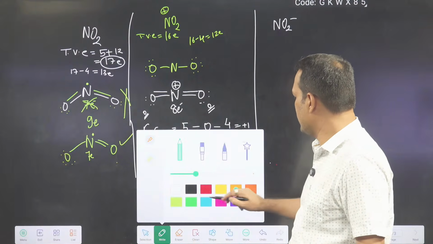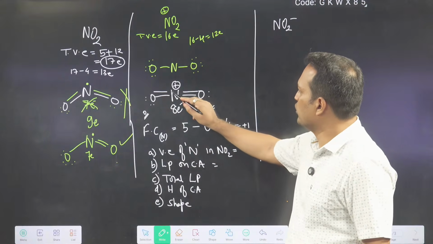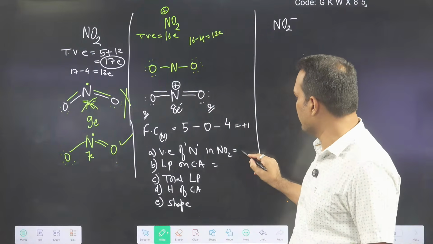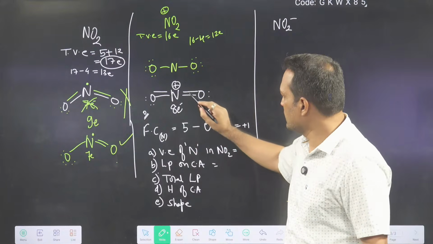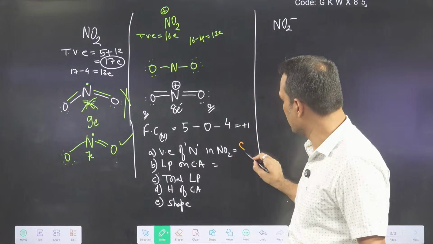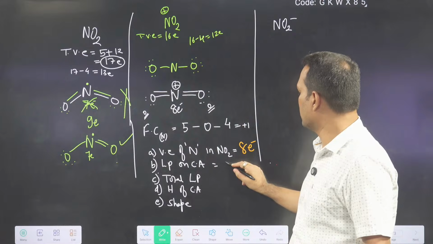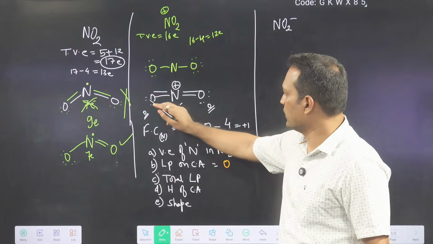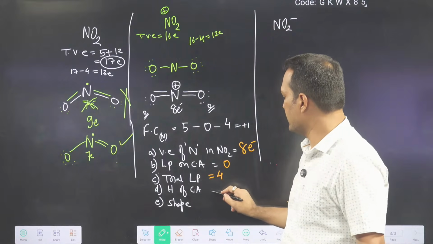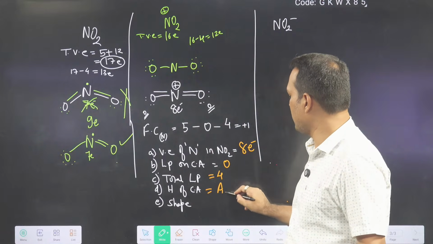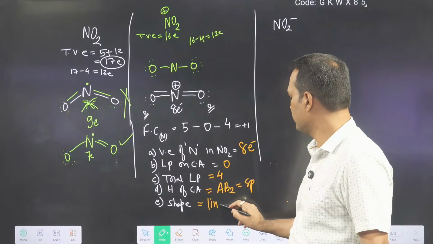So everyone see here, I am writing the answers. Valence electron of nitrogen in NO2 means you have to count all. You don't have to write 5 here. 5 is the valence electron of nitrogen in free state. In this compound, 4 bonds are there. So 8 electron. No lone pair. Lone pair on central atom, 0. Total lone pair, 2 here, 4. Hybridization of central atom, sigma bond, it is AB2 type of molecule, sp, linear.